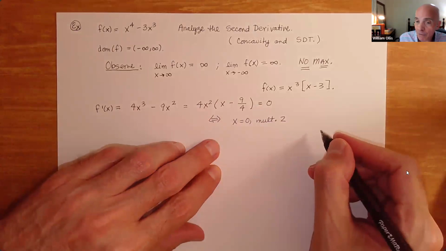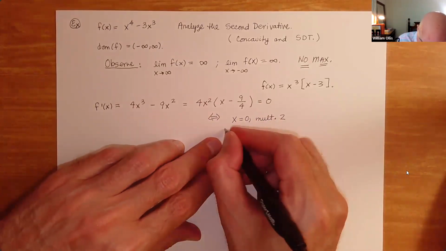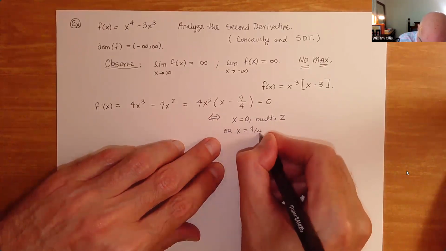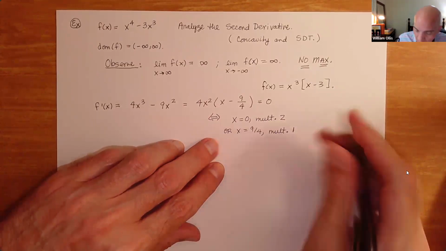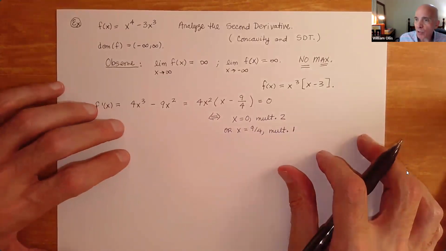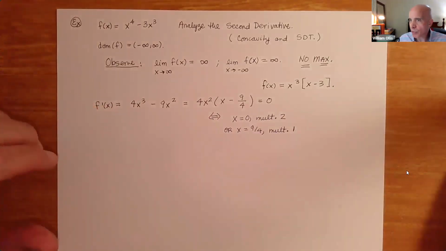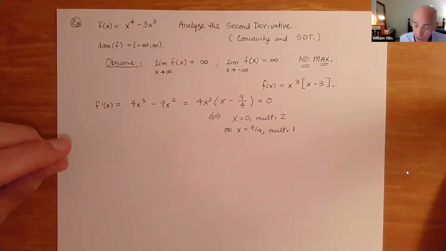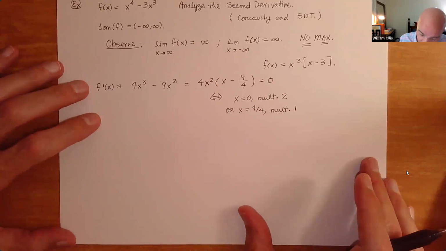So that's going to affect how we check sign. And then, of course, we have or x equals 9/4, and we have a multiplicity of 1. So again, multiplicities are important when we're considering sign tests. So we don't want to ignore that. And it certainly cuts down on the amount of work. So now we'll just go ahead and shift this up a little bit.